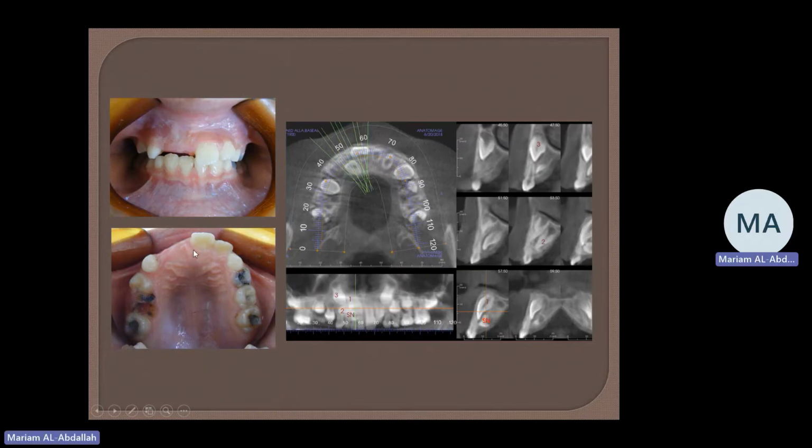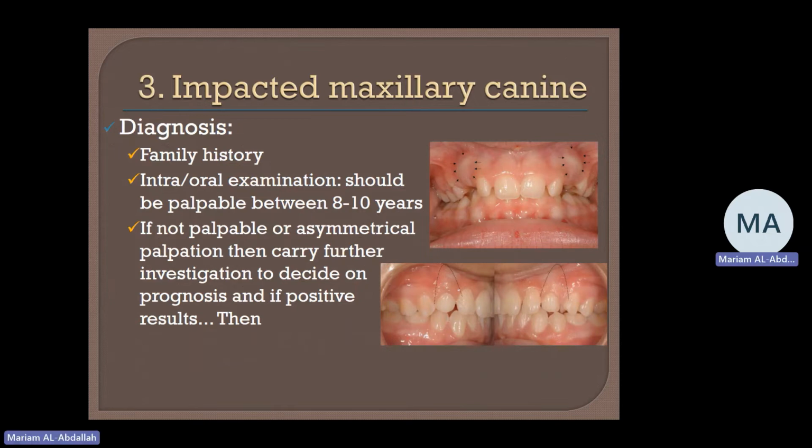So the management is to first make sure there is enough space already. Yes, done, tick. Remove the obstacle. The patient had to have simple surgery and extraction of the supernumerary because it was closed. And just wait for 9 to 12 months. And after that, refer to the orthodontist if no eruption has occurred.